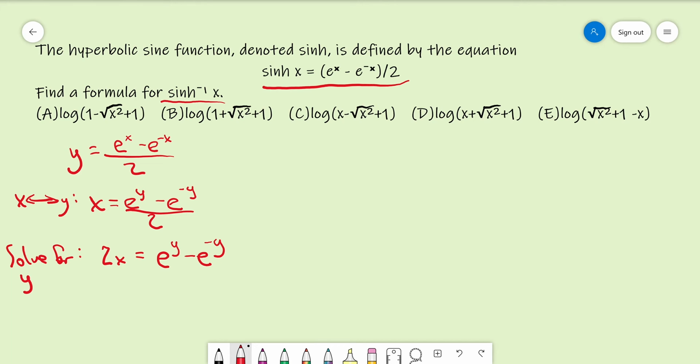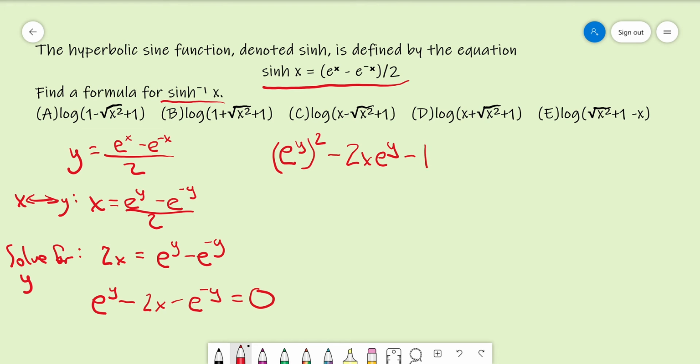Well, if we rewrite this equation as e to the y minus 2x minus e to the minus y equals 0, and then we multiply by e to the y, we'll get e to the y squared minus 2x e to the y minus 1 equals 0.